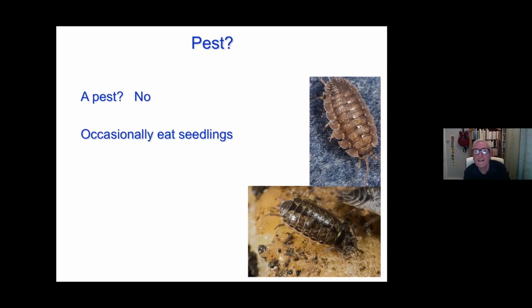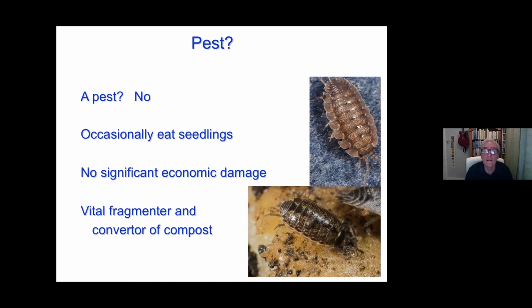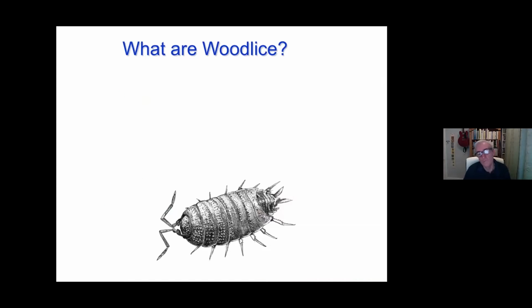If seedlings die and things are unsuccessful, then the woodlice may well be straight on the scene to clear the mess up and eat the decaying plants. So again, looks like a pest, probably isn't. They don't actually cause any significant economic damage. There's no real evidence that they have ever done that. But instead, they are actually really, really important in creating compost and fragmenting large leaf litter masses and other plant matter into much smaller and more usable functional compost.